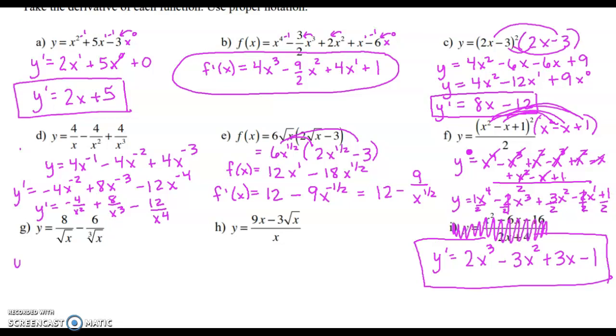Part G, we're going to rewrite this as 8x to the negative 1/2 minus 6x to the negative 1/3. So our derivative, we're going to bring down a multiply, subtract 1, bring down a multiply, subtract 1, and then we can rewrite that.